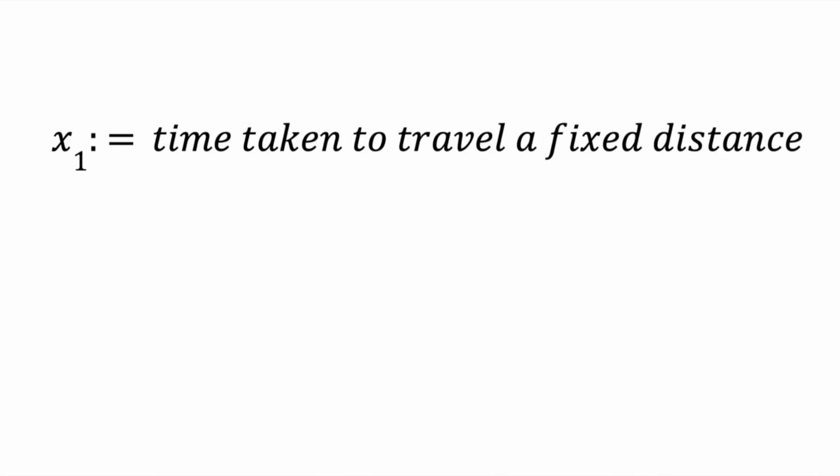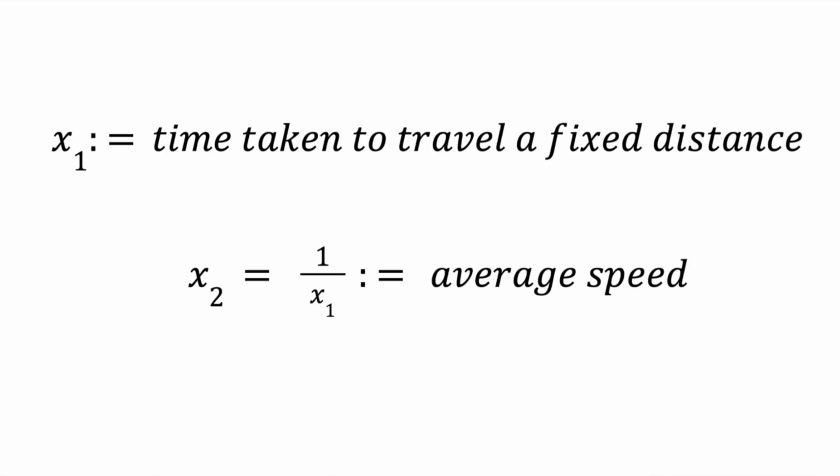Suppose you want to build a model to predict the price of a second-hand car. A predictive feature could be the time taken to travel a fixed distance. We could expect a negative relationship with price, and it may not be that difficult to explain. Yet, if we take the inverse, we get average speed, which is more intuitive.